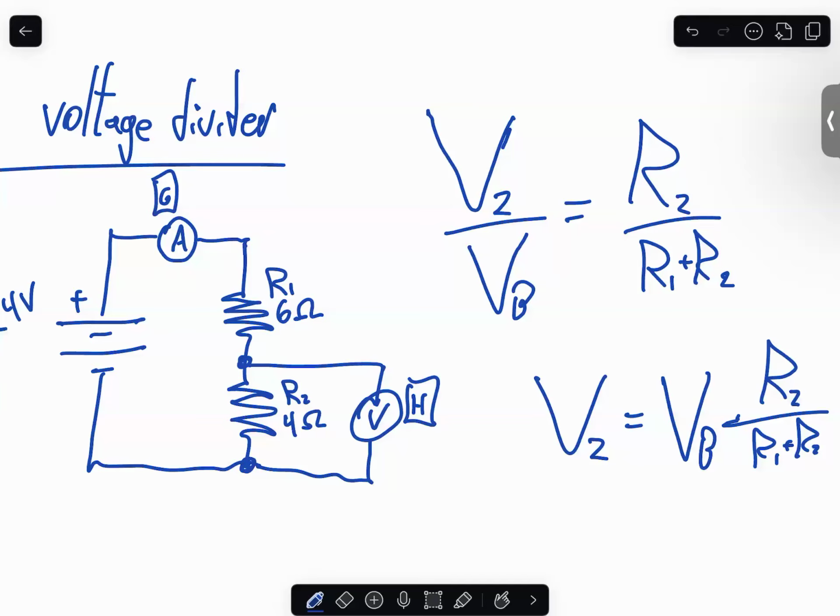What equation did we just use? What equations did we just use to find initial current? Total current comes from where? Did you not use 24 volts divided by 10 ohms? That's this. You did VB over total resistance. What did you do with that total current? You know the current goes through that resistor. You multiplied. This is I times R.